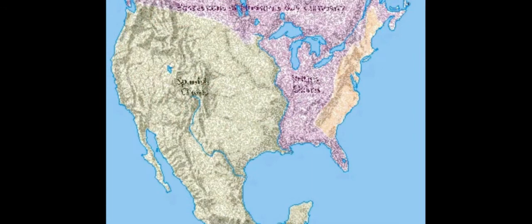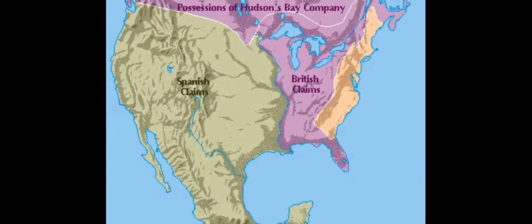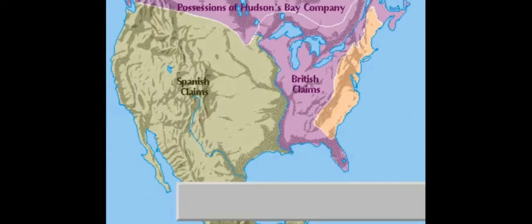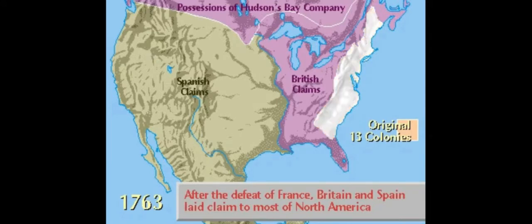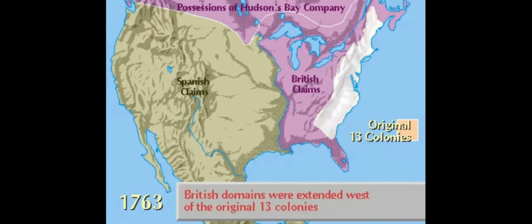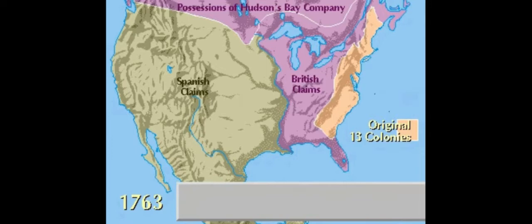The history of the territorial expansion of the United States is a story of wars won and lost, of regions bought and sold. When France lost the French and Indian War in 1763, it ceded most of its possessions in North America to Britain, extending British domain beyond the original 13 colonies. Since Spain was an ally of France, it had to give East and West Florida to Britain, but was compensated by France with territory west of the Mississippi.